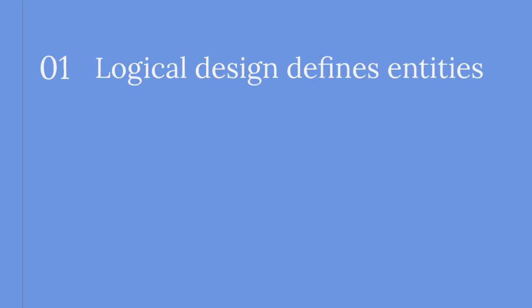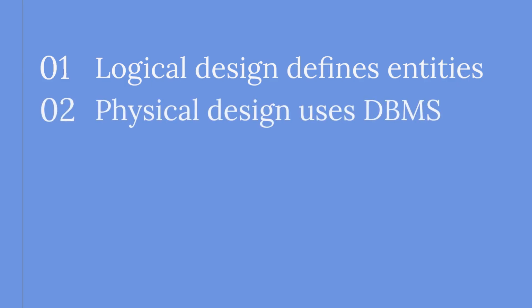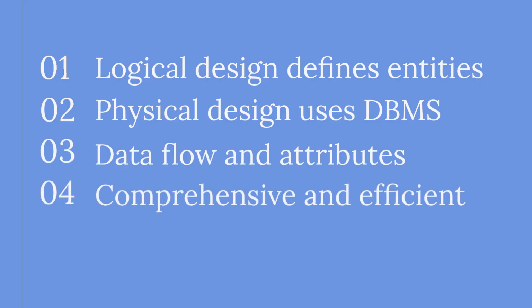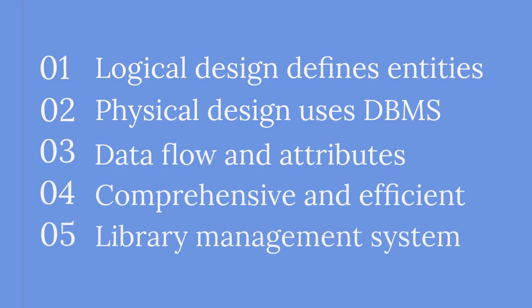Designing a library management system involves several steps. Logical design defines entities like books, members, and loans. Physical design implements these using a DBMS. Data flow and attributes are documented. This ensures a comprehensive and efficient database.